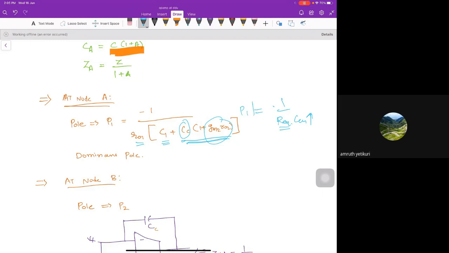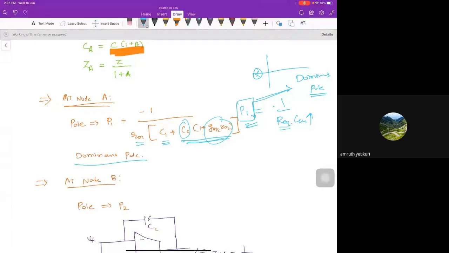This P1 will become small. That means this pole will come near to the origin, and this will be the dominant pole in the system. We will see this will be the dominant pole in the system. That's why I noted here, dominant pole.